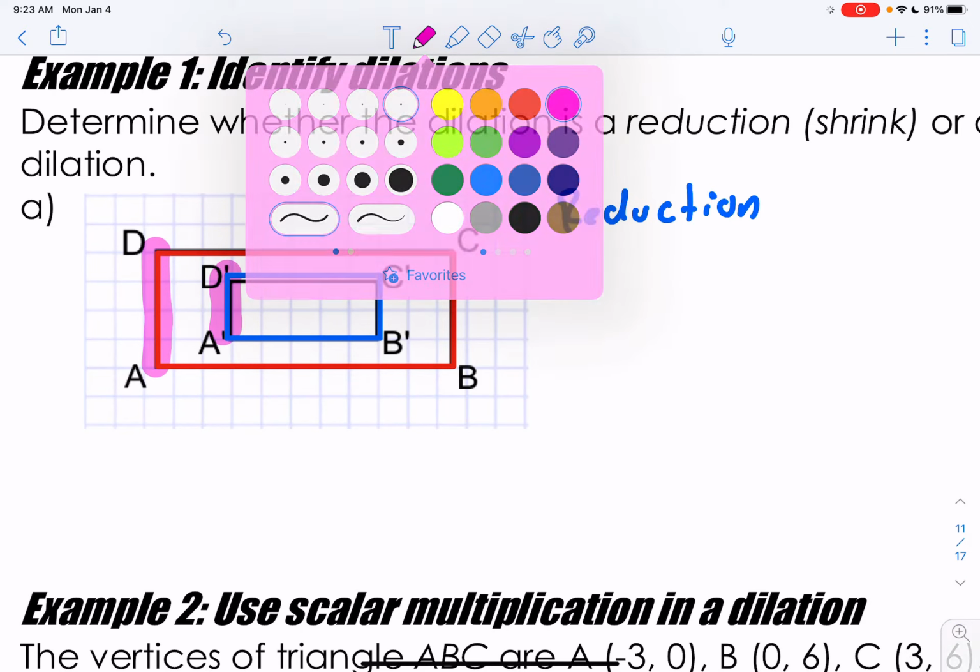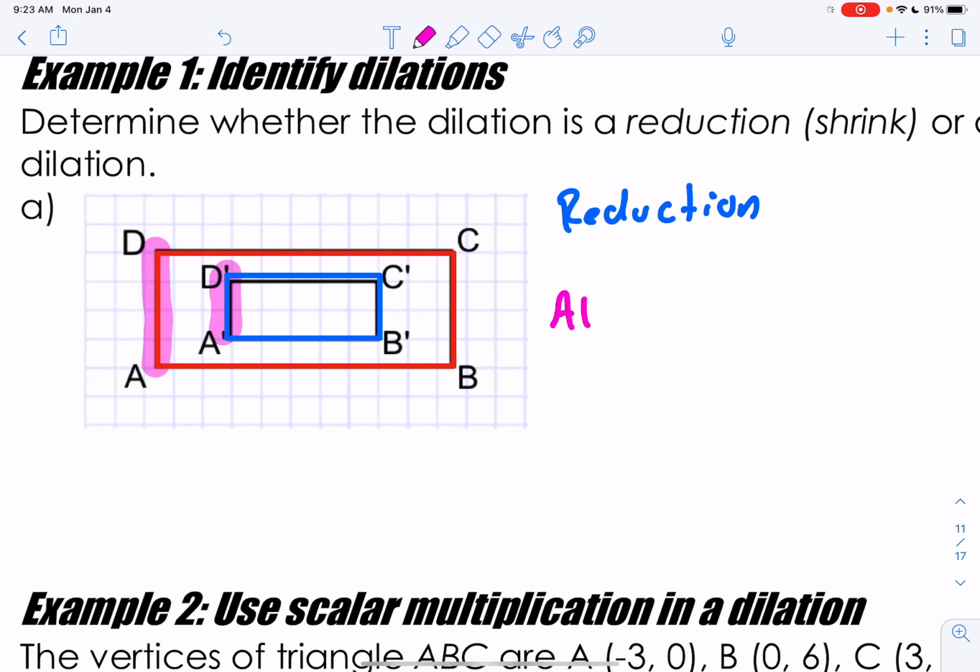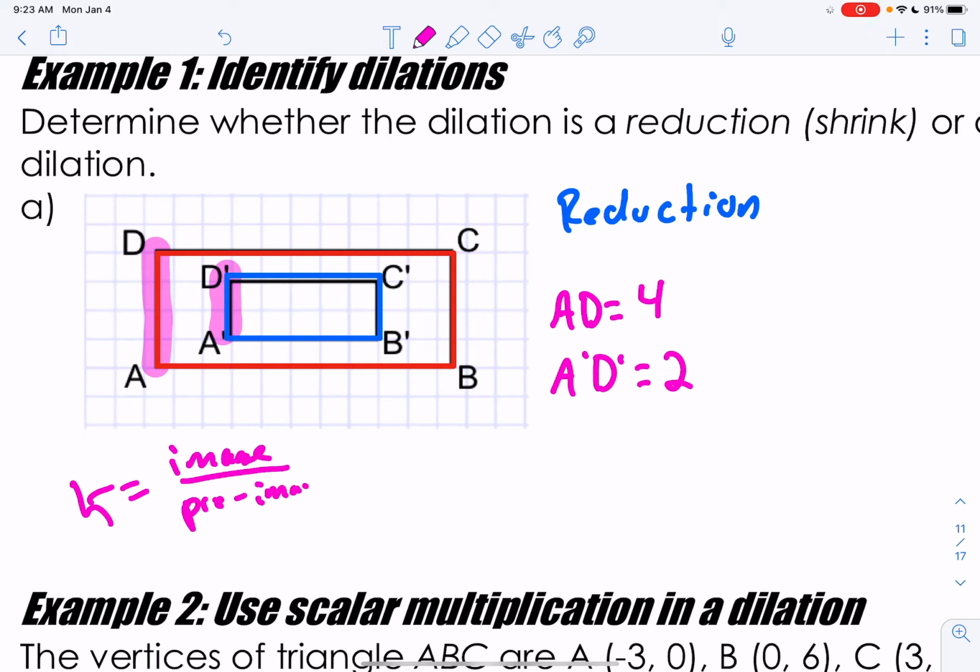Okay. All right. So AD. If I look at this, the length of AD, if I count from A to D, is going to be 4 units. For A prime D prime, again, count from there to there, and I'm going to get 2. Now, as I mentioned before, whenever I do a scale factor, I always want to do image over pre-image. My image right here is going to be 2. That's my image distance. My pre-image distance right here is going to be 4.